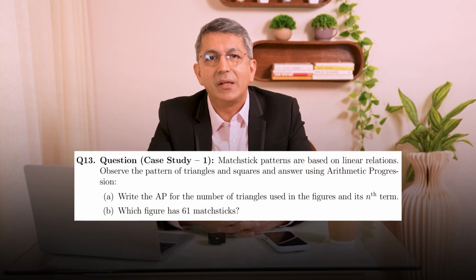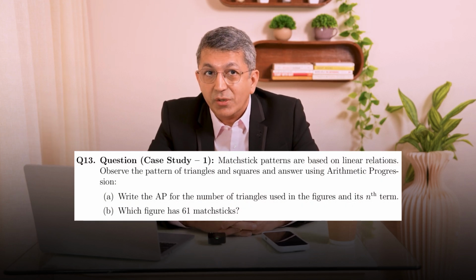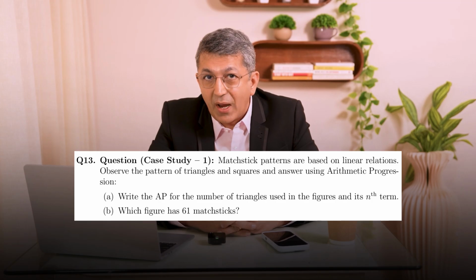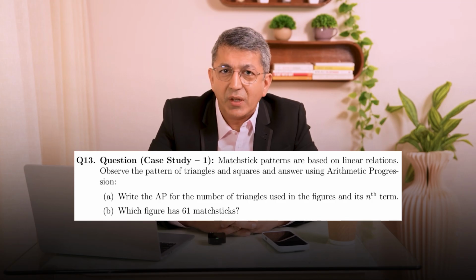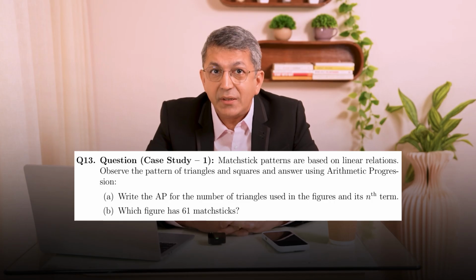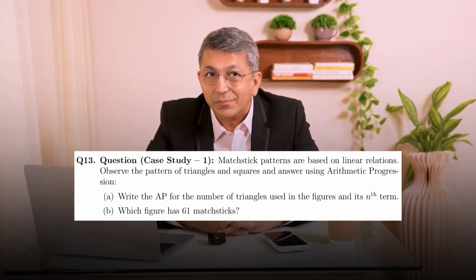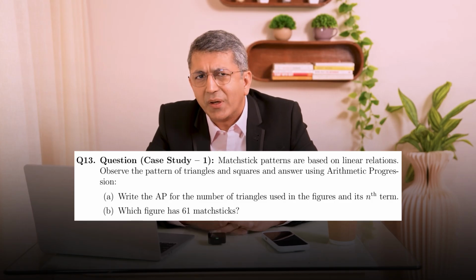Question 13, case study 1. Matchstick patterns are based on linear relations. Observe the pattern of triangles and squares and answer using arithmetic progression. A. Write the AP for the number of triangles used in figures and its nth term. B. Which figure has 61 matchsticks? Concept: arithmetic progressions, AP.